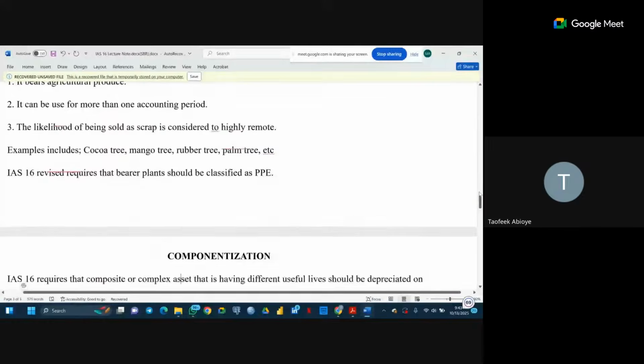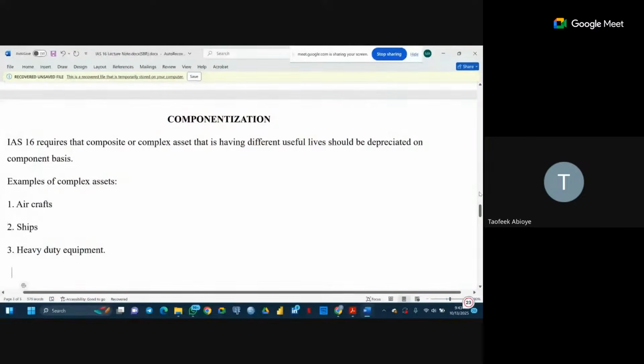So componentization. IAS 16 requires that composite or complex assets having different useful lives should be depreciated on a component basis. So what do we mean by componentization in IAS 16? Componentization is a situation whereby we have a particular asset where each part, each segment of this asset, has a different useful life. An example we have here is an aircraft. For an aircraft, as you can see, each part, such as the engines, possibly has a different useful life that is even different from the whole value of the aircraft as a whole.